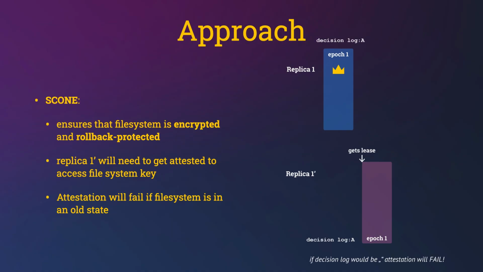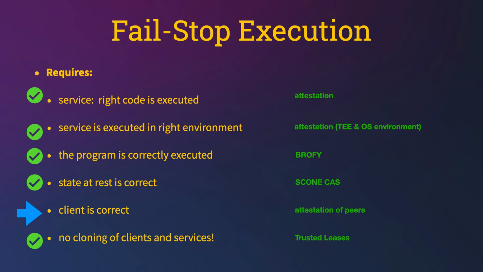So therefore, what we do in Scone is to make sure that the state that a service reads is integrity protected, confidentiality protected, and consistent. So it gets the latest state that was written on disk. One could call that a rollback protection, this consistency requirement. So we rollback protect this persistent state. And in this way, when replica 1 prime starts up and it sees the old state, it cannot continue because attestation will fail. So in other words, we also solve the problem of protecting the state at rest using Scone, and rollback protection is actually enforced by Scone CAS, our configuration attestation service.